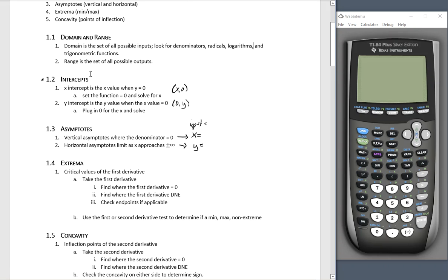We take this very organized, and we're going to keep it in the same order. I'm going to go 1, 2, 3, 4, 5. 1, we'll talk about domain and range. 2, we'll talk about intercepts. 3, we'll talk about asymptotes.